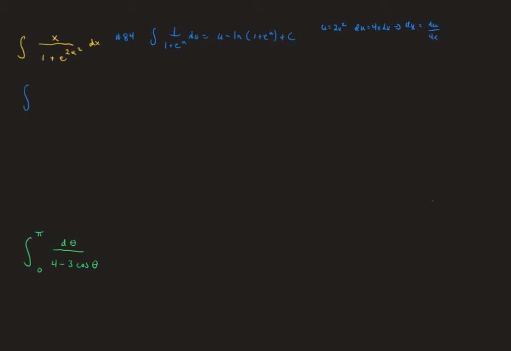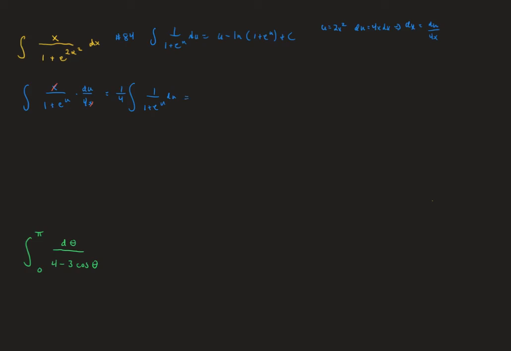So if we do that, we're going to get 1 plus, there's our e to the u, and the dx will get replaced by du over 4x. That will allow us to account for that extra x, and we can pull the 1/4 outside the integral. And now I think our integrand is an exact match to what we need.